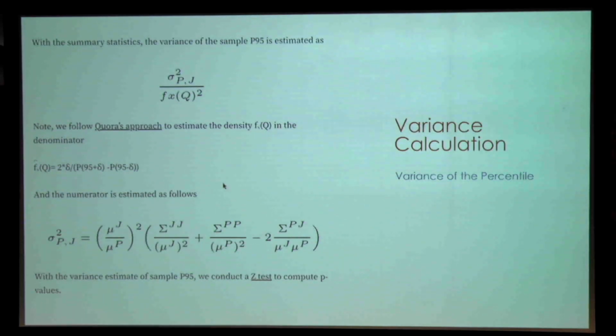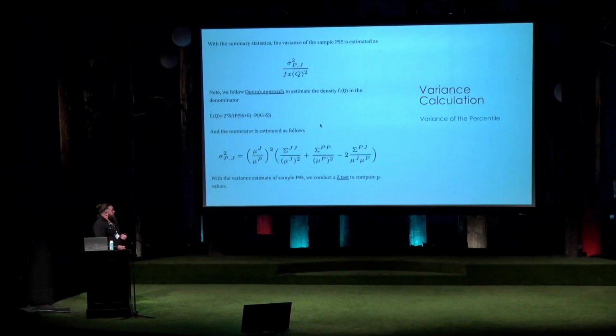Again, it looks really complicated, but it's actually pretty simple. We're just multiplying some things, dividing some things, adding some things. And in the end, sausage comes out the other end, and what we get is the variance of the percentile. So again, it looks super intimidating, but it's actually pretty straightforward once you dig into it.